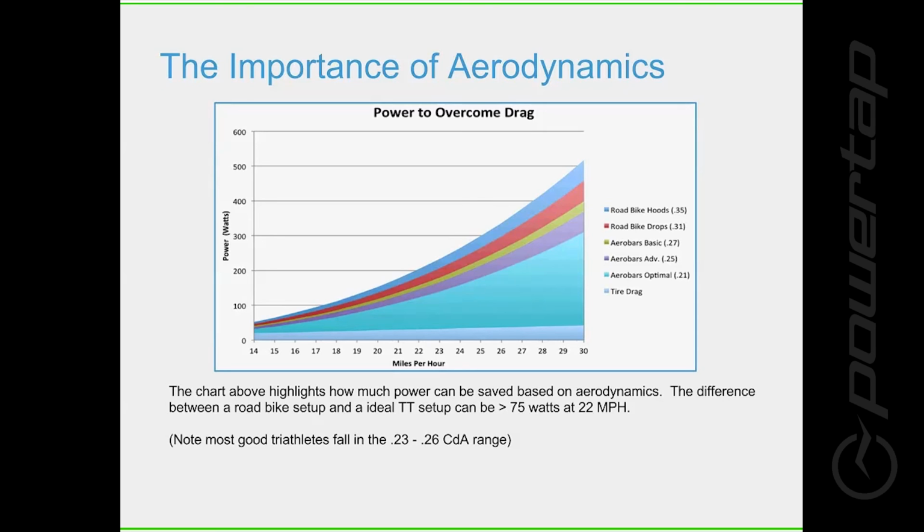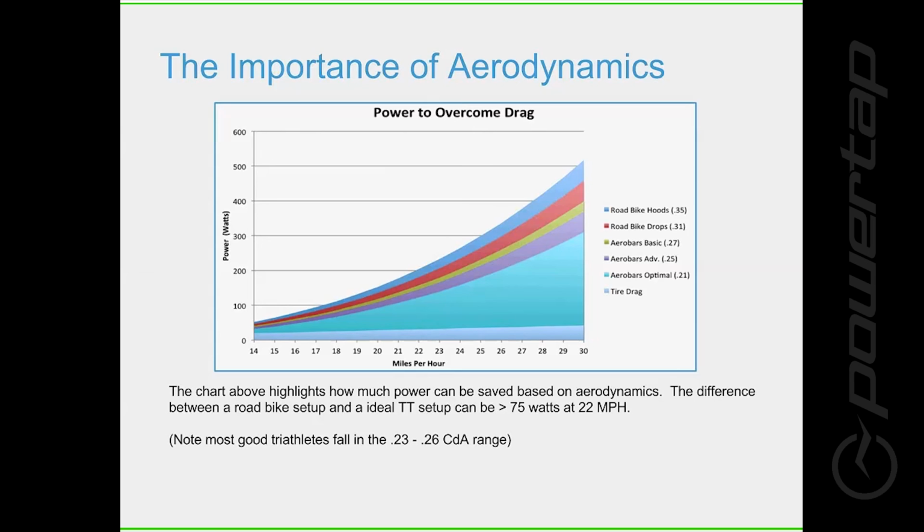And so you start to look at, as I get more aerodynamic, so on the right-hand side, you see the little numbers in parentheses. So those are CDA numbers. It's very rare that anybody can get to that bottom one, that aero bar optimal, where you're pushing 300 watts for 30 miles an hour. But you can see that it makes a very big difference the faster you go.